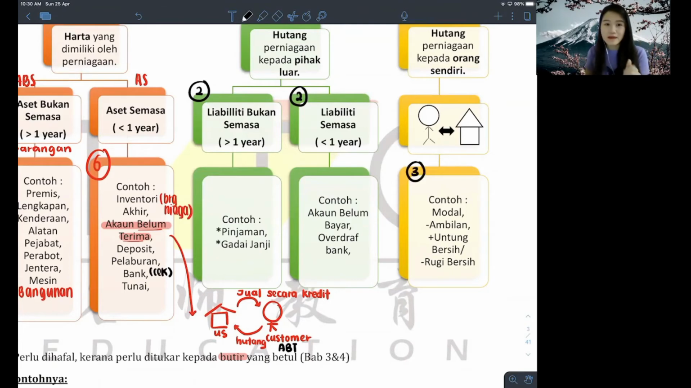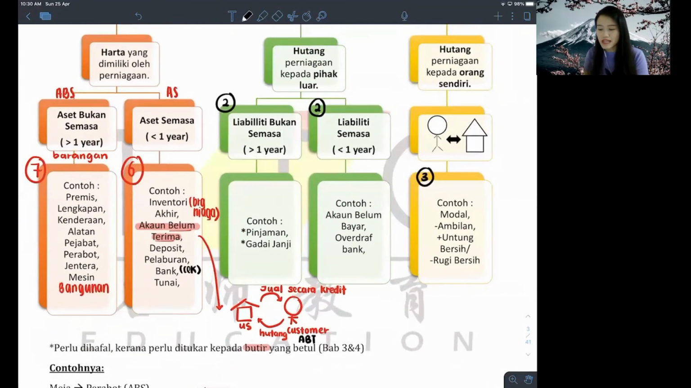Okay, so let's look at liability. Now, liability means hutang kepada pihak luar. So I am having a debt, but this debt again is short term or long term. That's why more than a year is called bukan semasa, less than a year is called semasa. So the contoh here we have is pinjaman, gadai janji. Liability semasa, we have account belum bayar dengan overdraft bank. So I will start from liability bukan semasa first. Now, bukan semasa is for huge amounts.